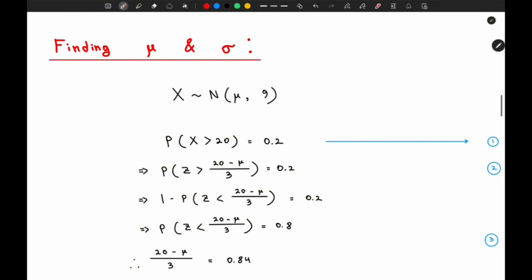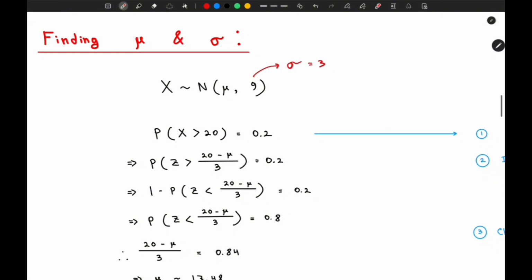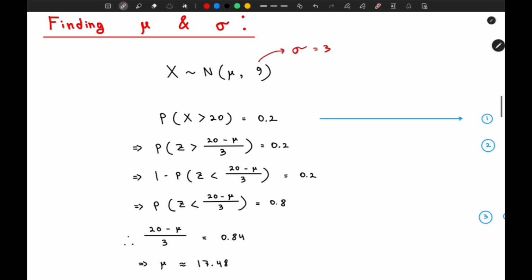Let's say we have a distribution where x is normally distributed, the mean is unknown and the variance is 9. So the standard deviation will be 3. And they will give you the information that the probability of x is greater than 20 is 0.2.